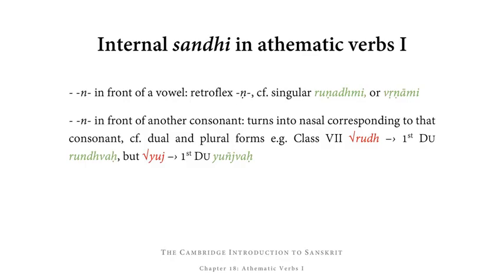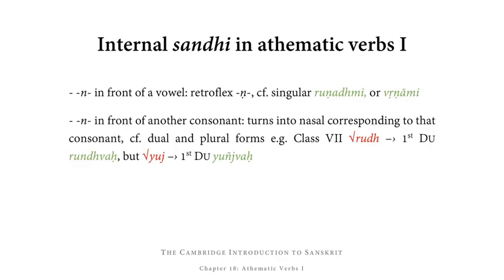And let's actually begin with the n that we just looked at. Now n in front of a vowel can change into retroflex n. The exact details for how this works were introduced in chapter 6. In a nutshell, if you have a preceding R, so either consonantal or vocalic, or a preceding sh, a retroflex S in the same word, then a dental N can change into a retroflex N. This happened, for example, in singular forms that we've seen, such as runadmi or wernami.